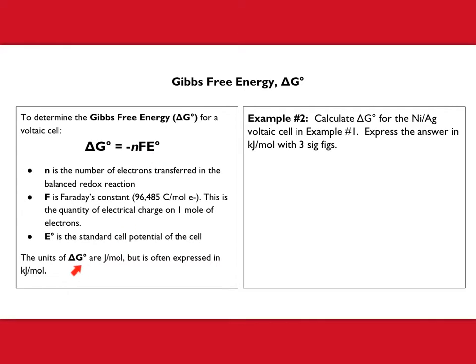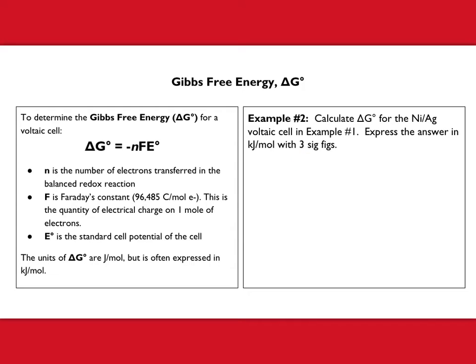These units of Gibbs free energy will be in joules per mole, but we usually express them in kilojoules per mole, so we'll be converting. This example problem says calculate the Gibbs free energy for that nickel-silver voltaic cell that we just looked at in example 1, and express the answer in kilojoules per mole with 3 significant figures.